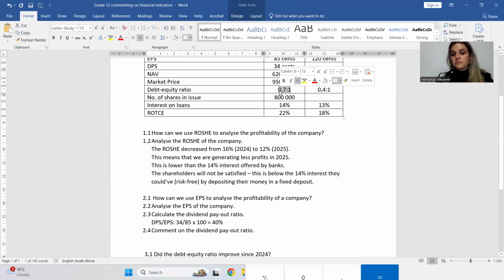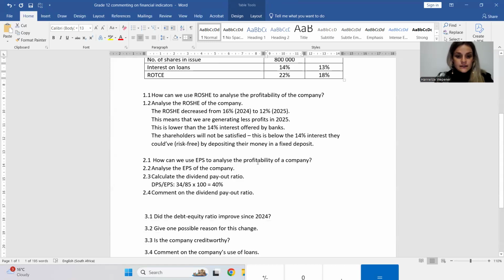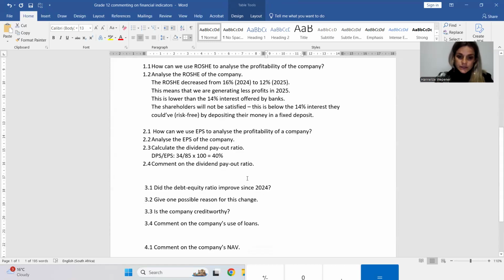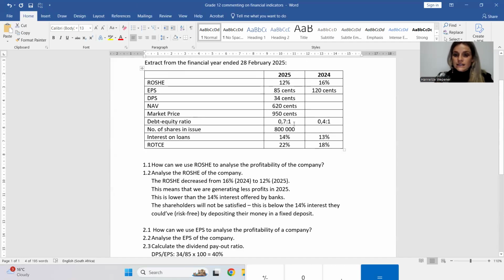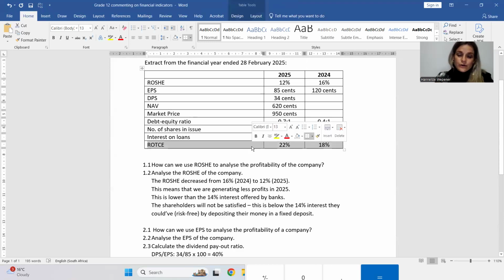It is now moving from moderate towards a high risk, but we are still credit worthy. And then comment on the company's use of loans. So clearly this year we are a bit more reliant on third-party loans than last year. And then also please include ROTCE when it comes to reliance on loans.